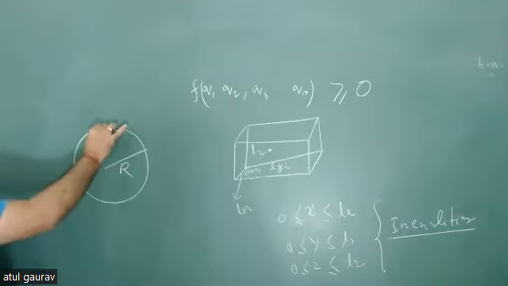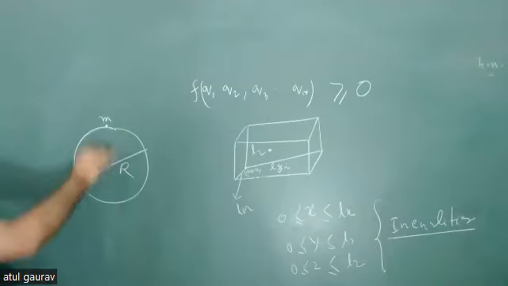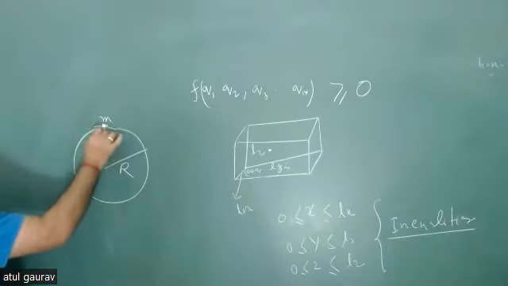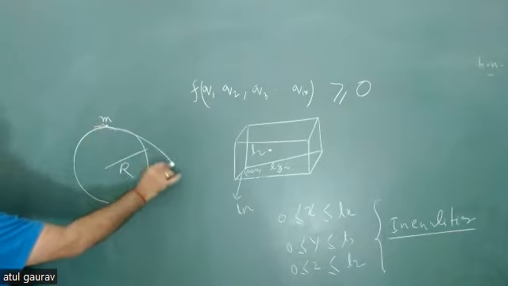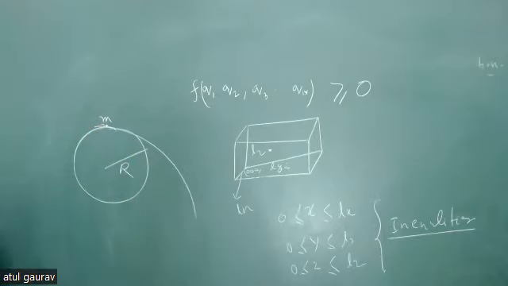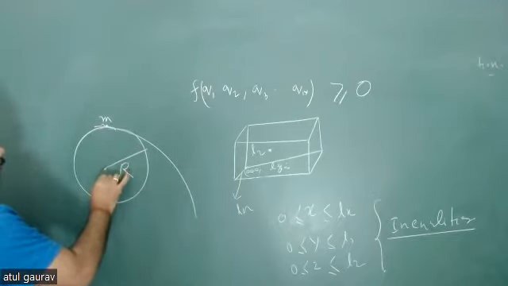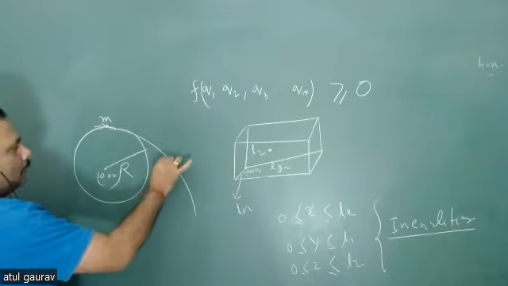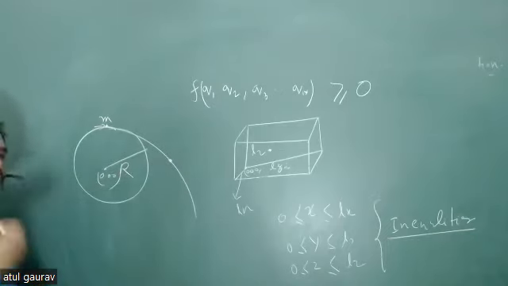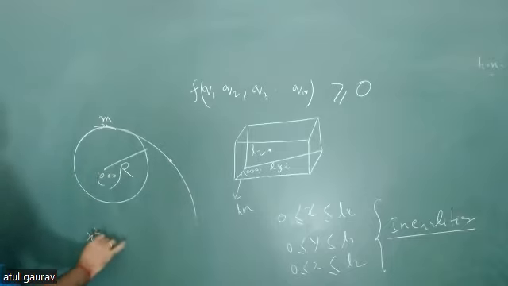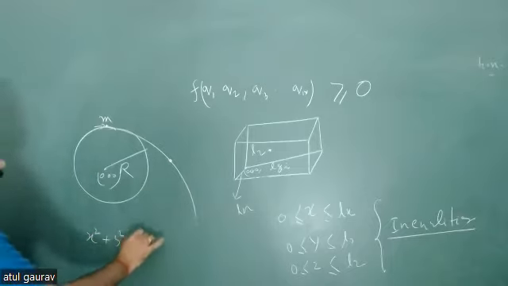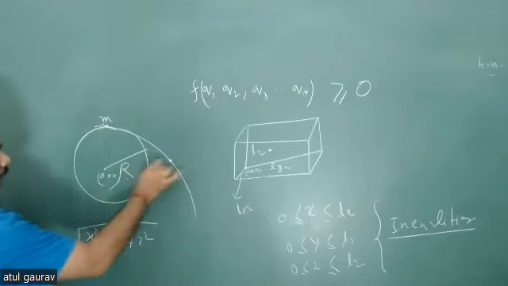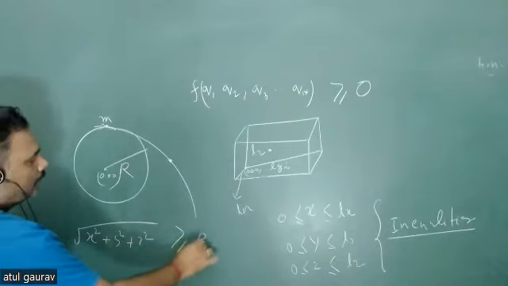So you have a mass m, and you just give it a little push. What will happen? If you give it a little push, it will just go and fall something like this. So how can you represent it? Suppose this is my origin, and I am talking about the position of the particle at some arbitrary time. Then what can you write? You can write that x square plus y square plus z square, the distance of the particle from the origin, must always be greater than or equal to r.